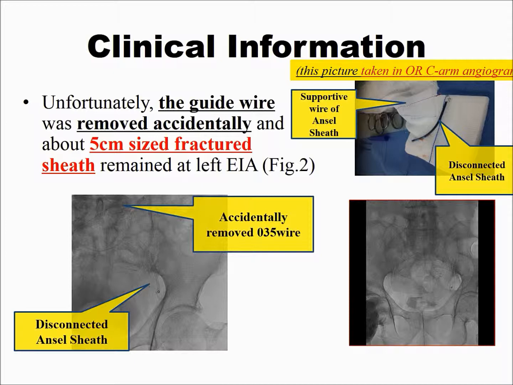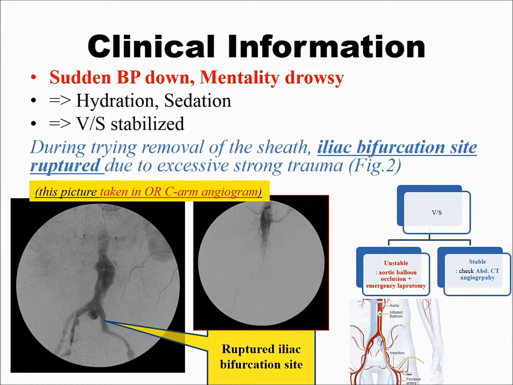You can see here in this picture taken after operation, and the right common femoral artery was lacerated during the manipulation of it, and bleeding was so severe at the right CFA puncture site. During our discussion, BP went down sharply and mentality got drowsy, even though the right puncture site was well compressed. So there was no evidence of hypotension due to right common femoral artery site bleeding.